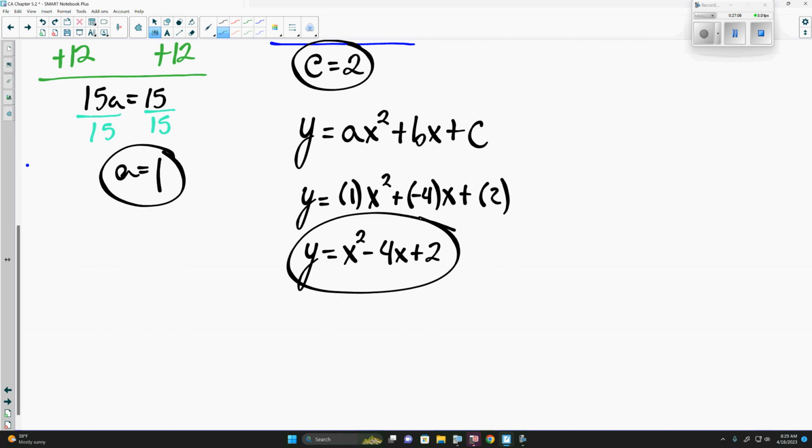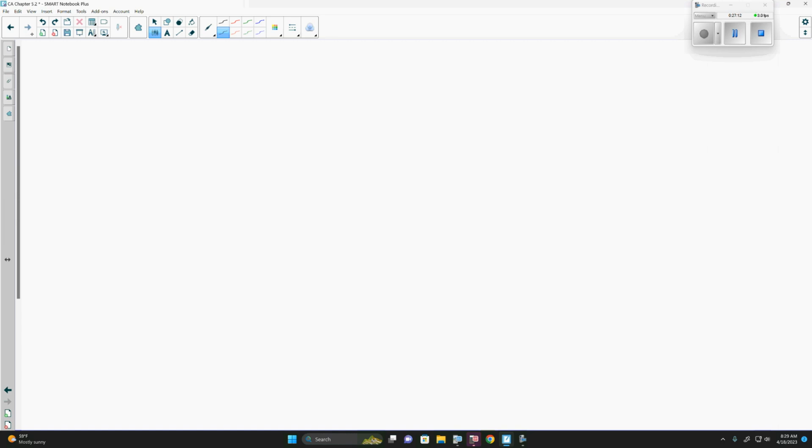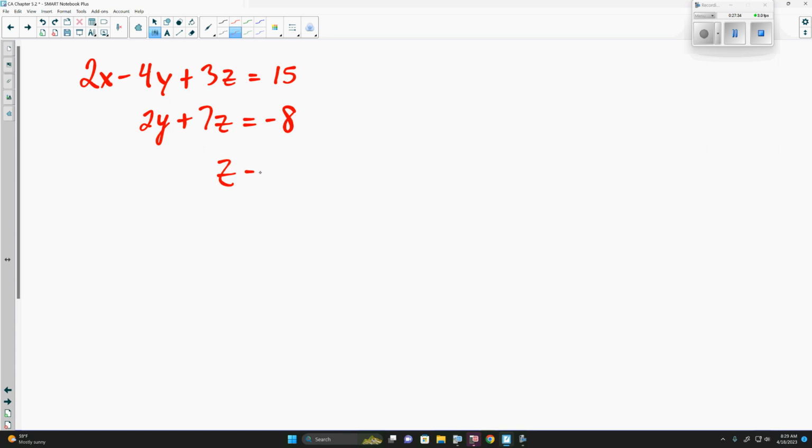Any questions on any of this here? Now, not every single problem is going to look like all the ones we have, because there are going to be some that are nice. I don't know how the numbers are going to look out for this one here. But we could say 2x minus 4y plus 3z is equal to 15. Then it could tell us that 2y plus 7z is equal to negative 8, and z is equal to 4.